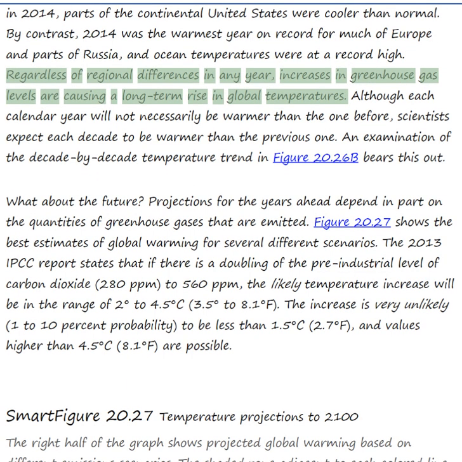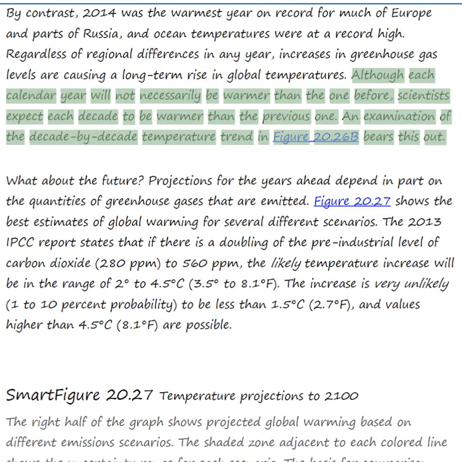Regardless of regional differences in any year, increases in greenhouse gas levels are causing a long-term rise in global temperatures. Although each calendar year will not necessarily be warmer than the one before, scientists expect each decade to be warmer than the previous one. An examination of the decade-by-decade temperature trend in Figure 20.26b bears this out.